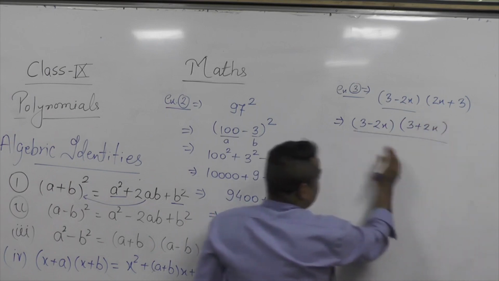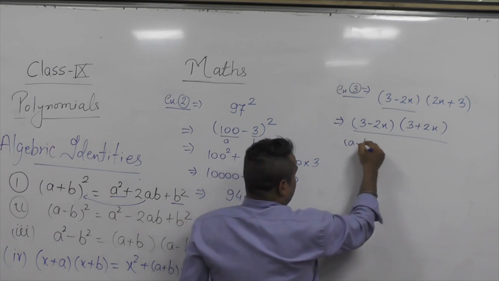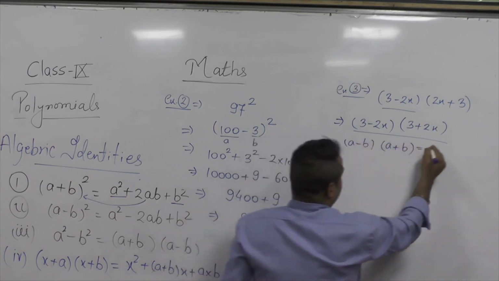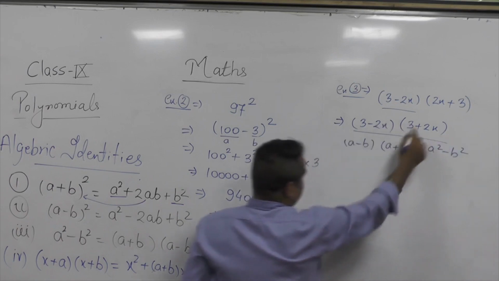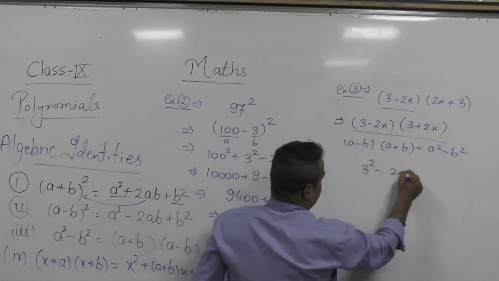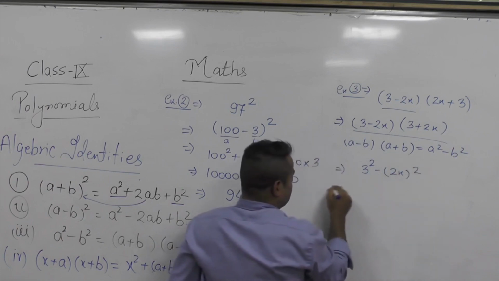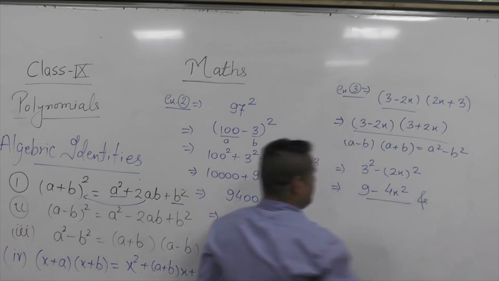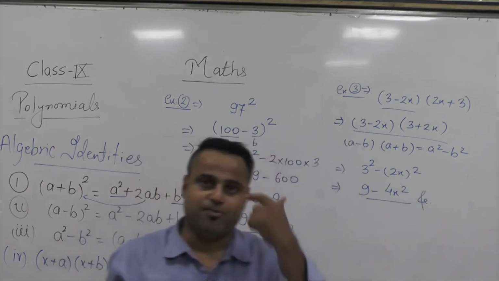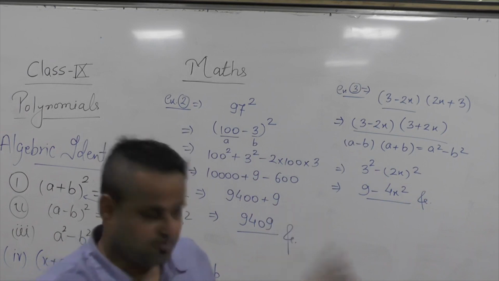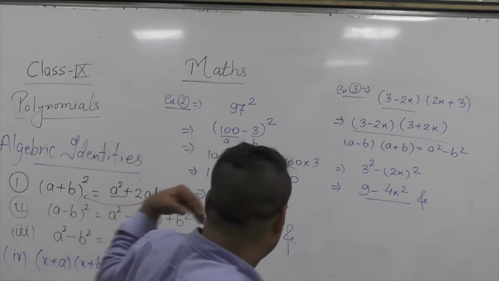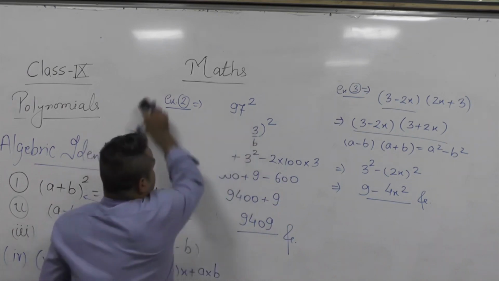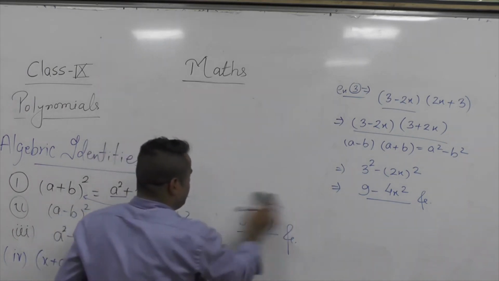Now this will look the same: a minus b, a plus b. Our a is 3 and our b is 2x. This will result in a square minus b square. So we can write it as 3 square minus 2x whole square. 3 square is 9 and 2x whole square is 4x square. And that is our answer. This is the example for the third identity, a plus b, a minus b. Now moving on to the fourth identity, which is x plus a, x plus b. The x plus a, x plus b identity.